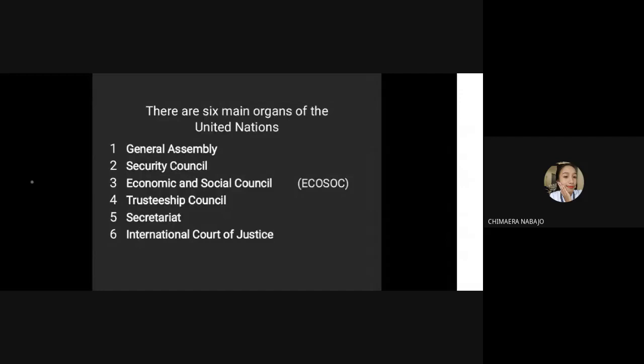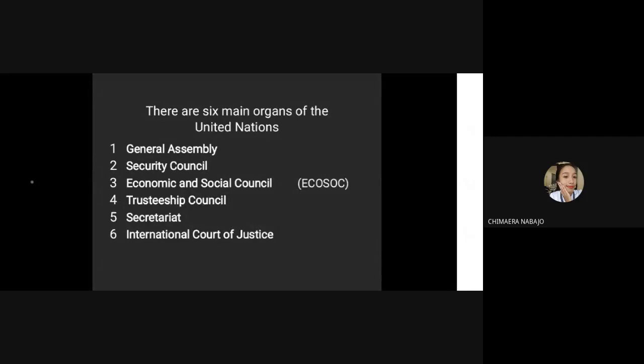The staff in the Secretariat is appointed by the Secretary General, and they are chosen from among the 192 member countries. The Secretary General holds a key position in the administration of the affairs of the United Nations. He organizes conferences, oversees peacekeeping operations, drafts reports on economic and social trends, prepares studies on human rights, mediates in international disputes, and prepares budget estimates.